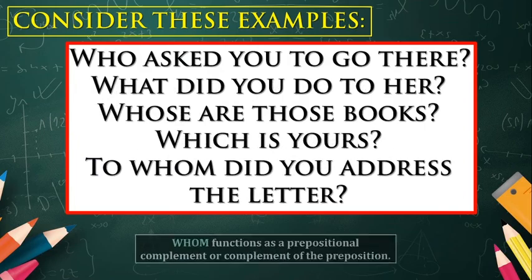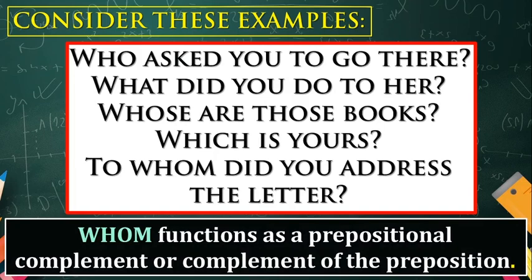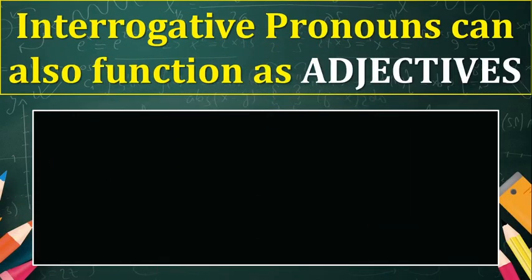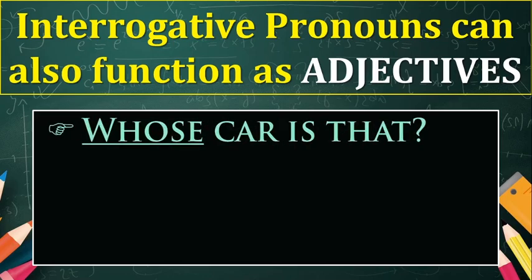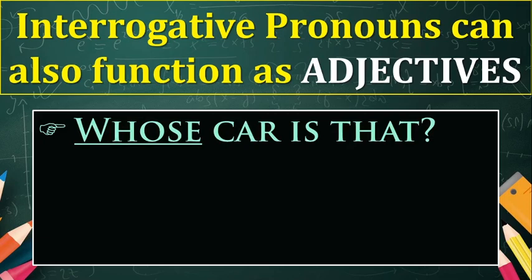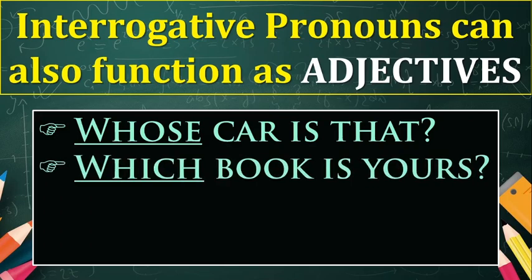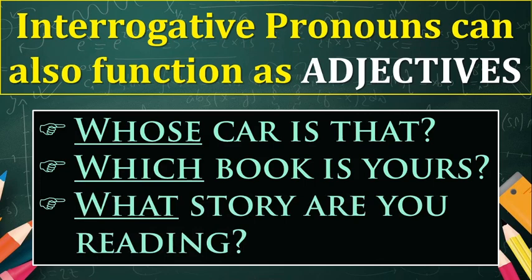Now, when you talk about whom, it functions as a prepositional complement or complement of the preposition. We're going to talk later on about the preposition. Interrogative pronouns can also function as adjectives. For example, whose car is that? Now, in this sense, you are using that interrogative pronoun whose to modify the noun car. Whose car is that? Which book is yours? What story are you reading? You see, the interrogative pronouns whose, which, and what are all modifying the nouns car, book, and story.